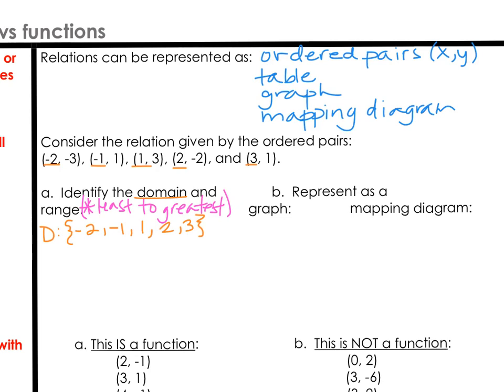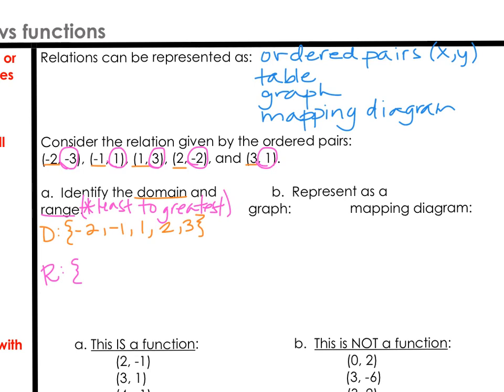As we think about range, those are the output values. So go ahead and circle all of the numbers that represent the y coordinate, and those are all of our range options. Now, in a couple of these, we have the same number. So as we state our possible options for range, we wouldn't write numbers that repeat themselves.